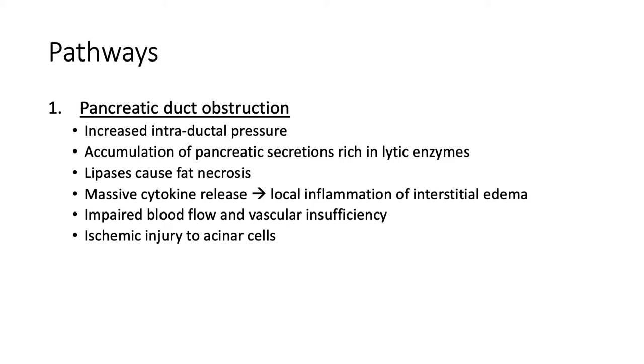This massive loss of fluid will also impair the blood flow to the acinar cells. Decreased blood flow to the acinar cells will make these cells defective, so they will be prone to the release of more proenzymes, and these proenzymes will get activated more and more. So we are creating a vicious cycle.